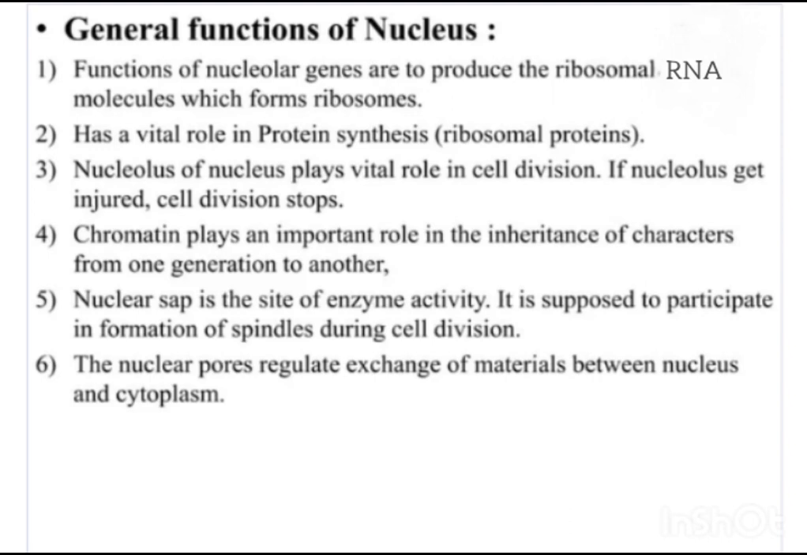Functions of nucleolar genes are to produce the ribosomal RNA molecules which form ribosomes. It has a vital role in protein synthesis. Nucleolus of nucleus plays a vital role in cell division. If nucleolus gets injured, cell division stops. Chromatin plays an important role in the inheritance of characters from one generation to another. Nuclear sap is the site of enzyme activity. It is supposed to participate in formation of spindles during cell division. The nuclear pores regulate exchange of materials between nucleus and cytoplasm.